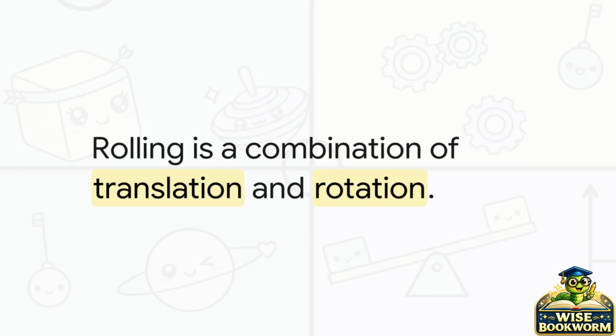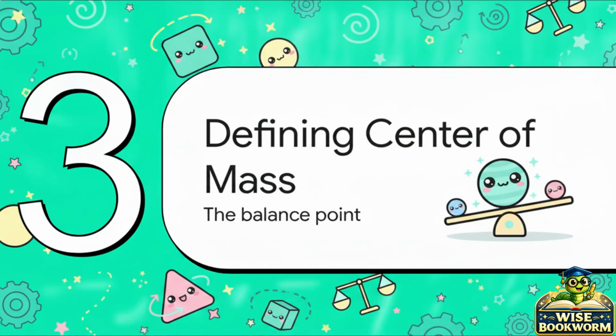But because it's rolling, the particles are actually moving at entirely different velocities. In fact, get this, the exact point of contact with the ground actually has a velocity of 0 if it's rolling without slipping. So rolling is this beautiful complex combination of two things, the entire body translating down the hill, plus the body simultaneously rotating around its axis. Which brings us perfectly to Section 3, Defining Center of Mass.